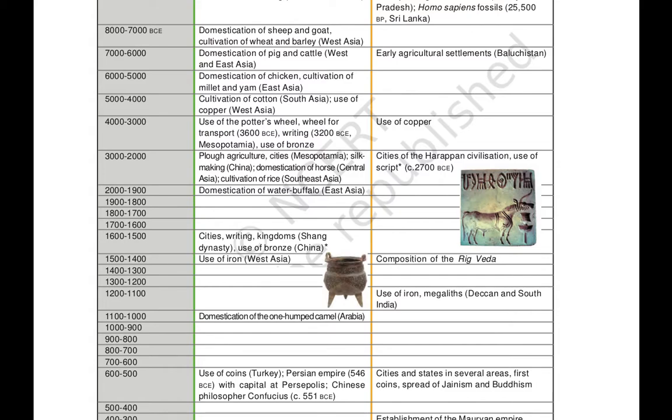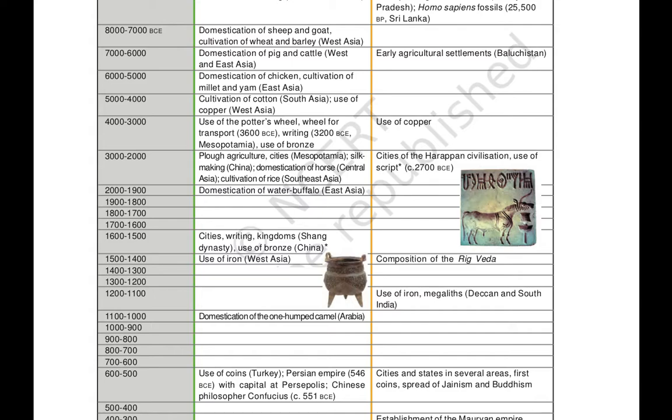4,000 to 3,000, use of the potter's wheel for transport. 3,600 BCE, writing. 3,200 BCE, in Mesopotamia, then use of bronze. In the South Asia column, there is use of copper.